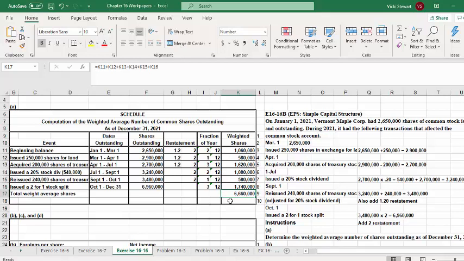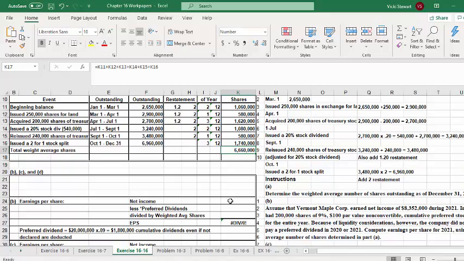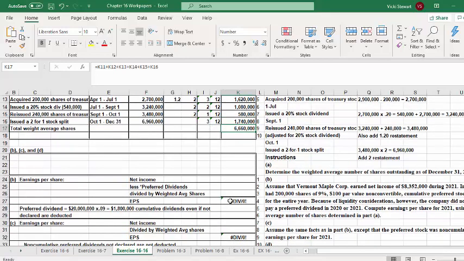So for this year, the weighted average number of shares will be 6,660,000 in the denominator for earnings per share. So we now know that figure, so we can move on to the B portion.